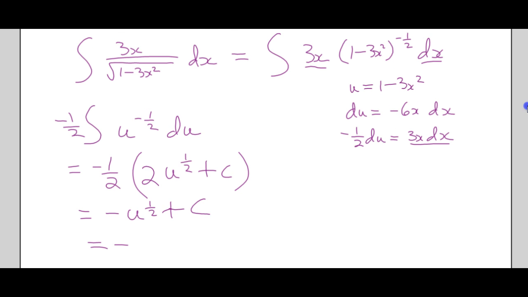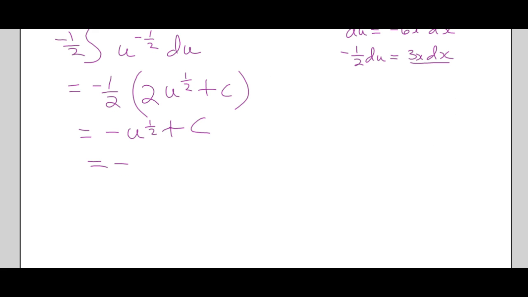1 minus 3x squared. So u is 1 minus 3x squared, so it's negative 1 minus 3x squared to the half plus c. Right? And some people like to write c1 and then it changes, becomes c2. Right? So that's fine. So if you're disturbed by that, how can it be the same c? Then just write a little c1 there and then change it to c2 and you've multiplied it through. It's fine. Right? It's just a different arbitrary constant.